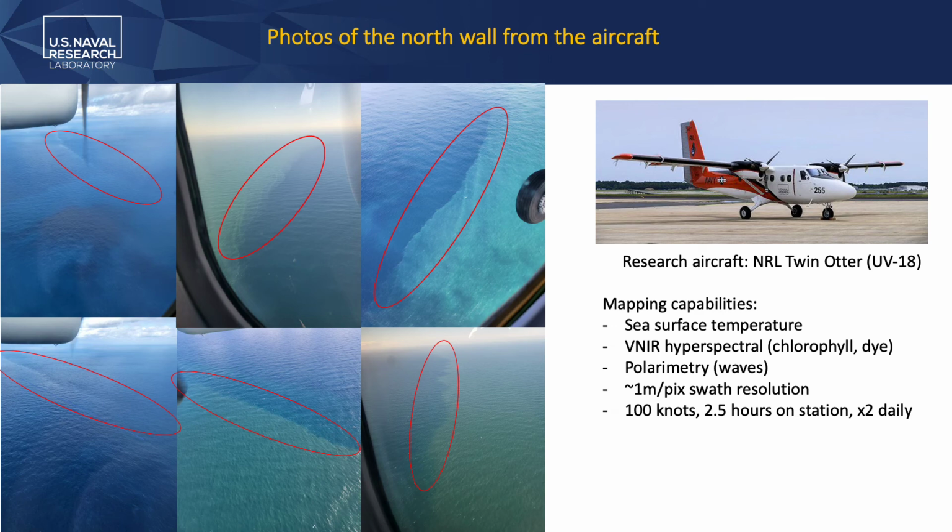Lastly, here are some fresh photographs of the North Wall taken from the window of the NRL Twin Otter aircraft, which just started flying together with our underwater surveys just this month. We haven't had a chance to process all the imagery properly, but it is acquiring maps of sea surface temperature, chlorophyll, as well as maps of the dye plumes.